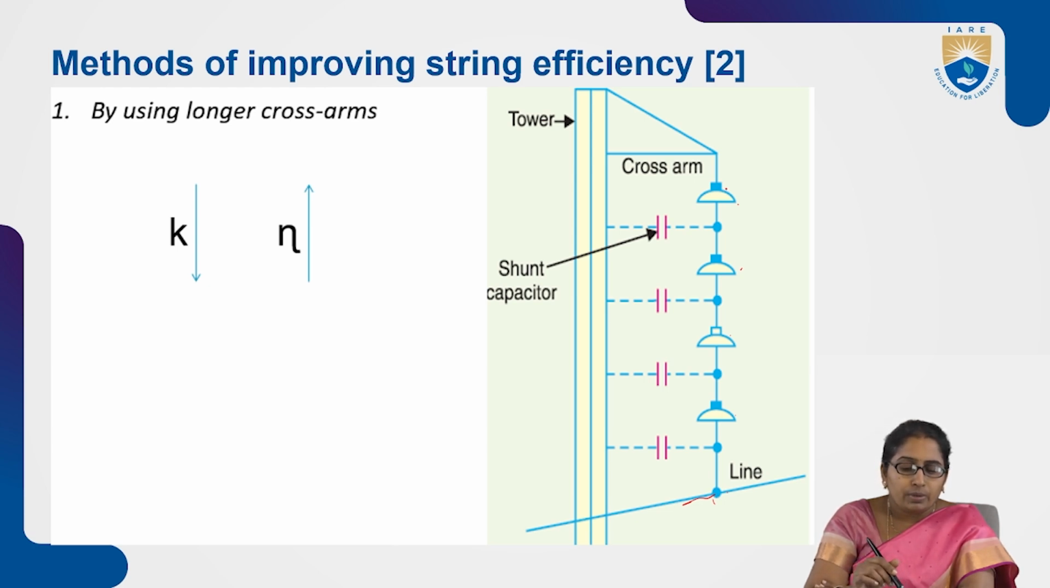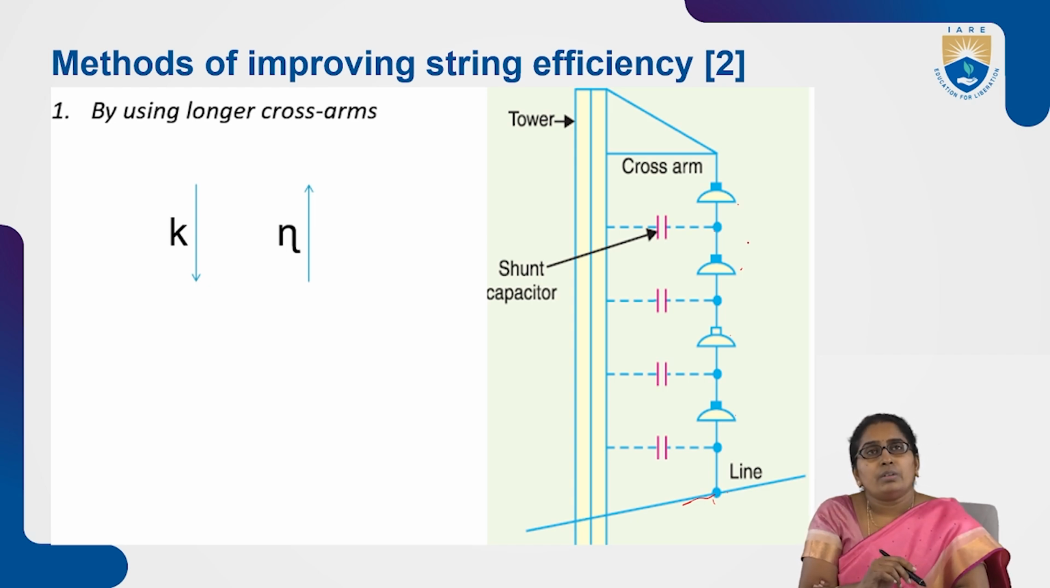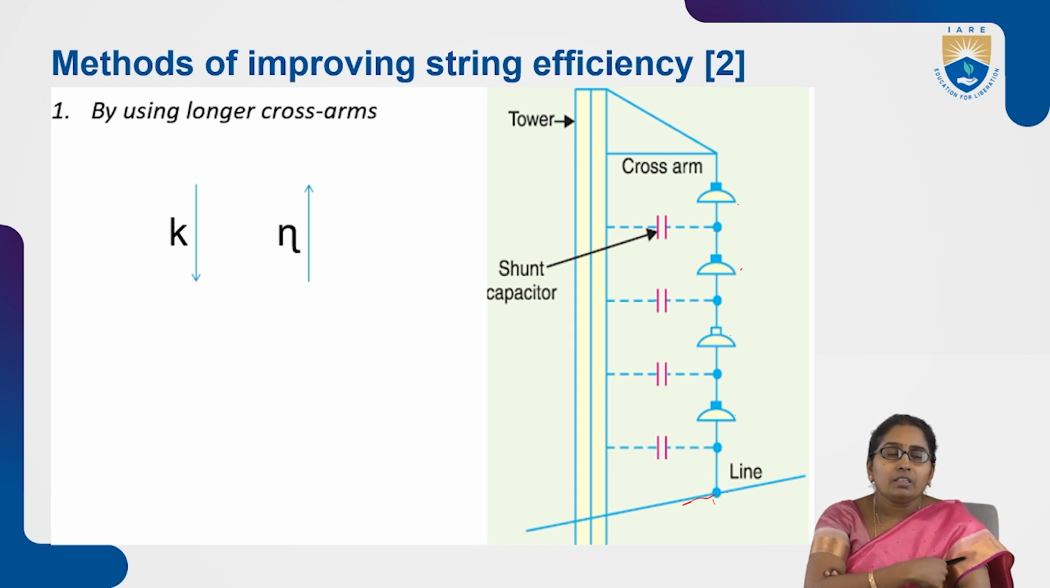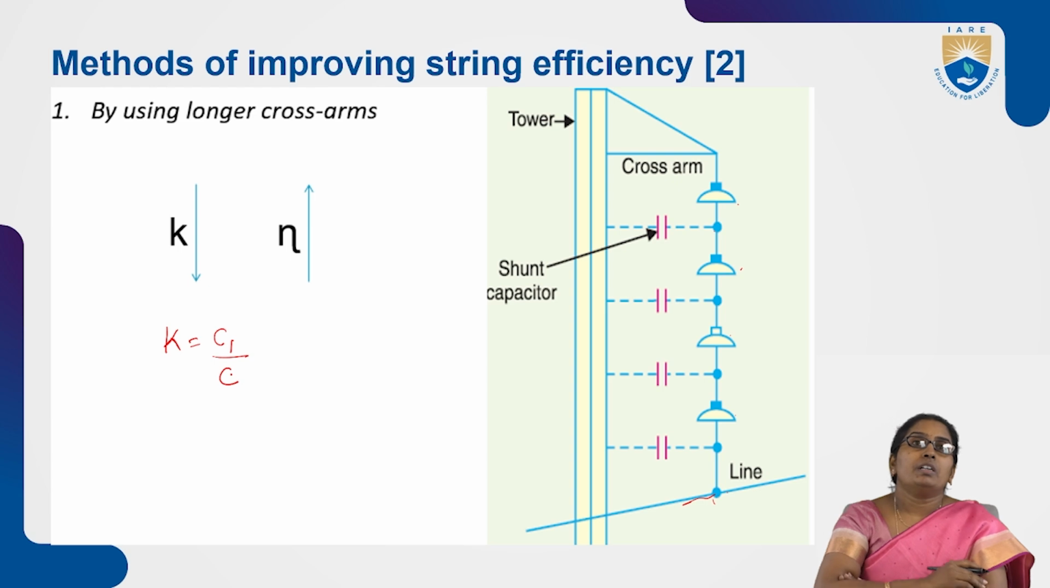Now we know that between each metal link and the supporting tower, a shunt capacitance comes into the picture. This is what is shown. Now the method says to use a longer cross arm. What happens if we use the longer cross arm? Basically, because of this shunt capacitance, we have a relation between shunt capacitance and self capacitance.